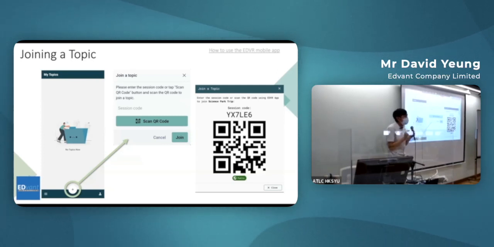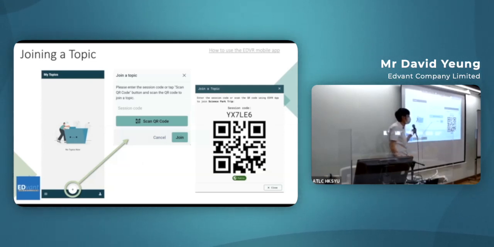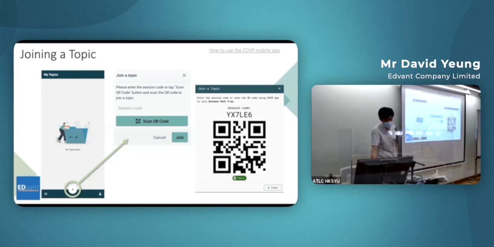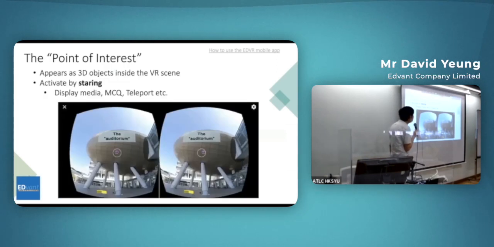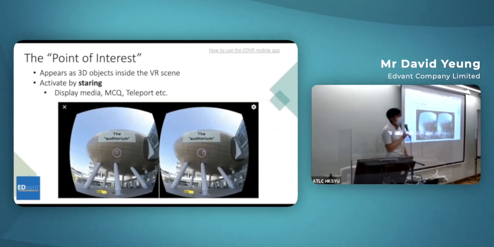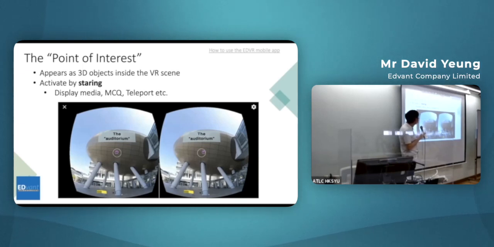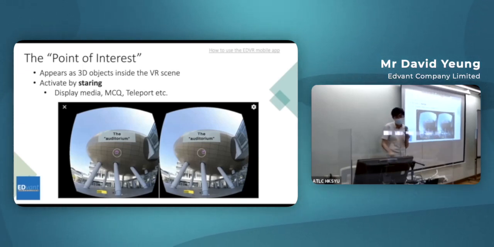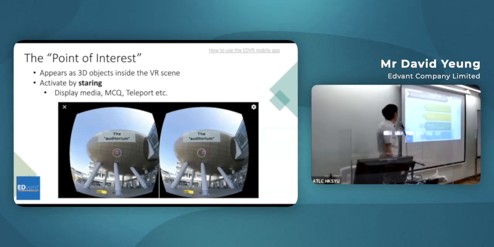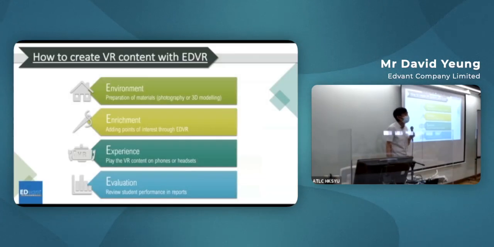Okay, then, so we skip that part in the demo. Actually, how do we share the VR module with students? We can use either the QR code or the session code. I'll show this process later. And then one thing to stress here is that points of interest, which means those arrows or question marks inside the VR scene, are the basis of interactions in our system. We activate them by staring at them because we don't have any buttons to press. So they can be used to display media, MC questions, teleport, etc. We will talk about it later.